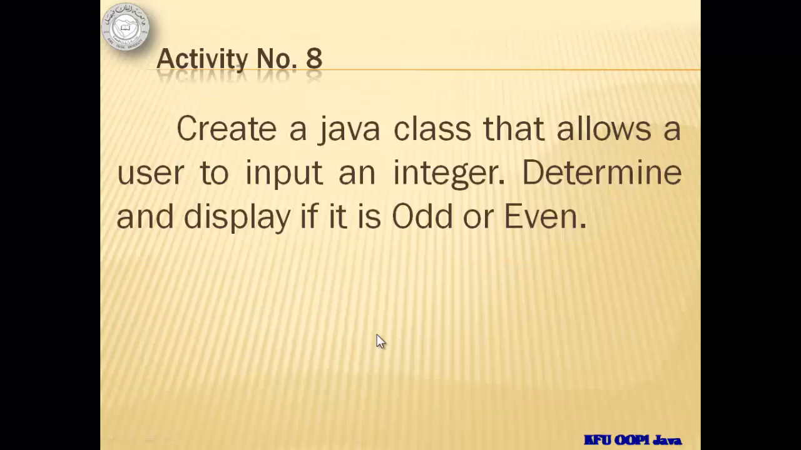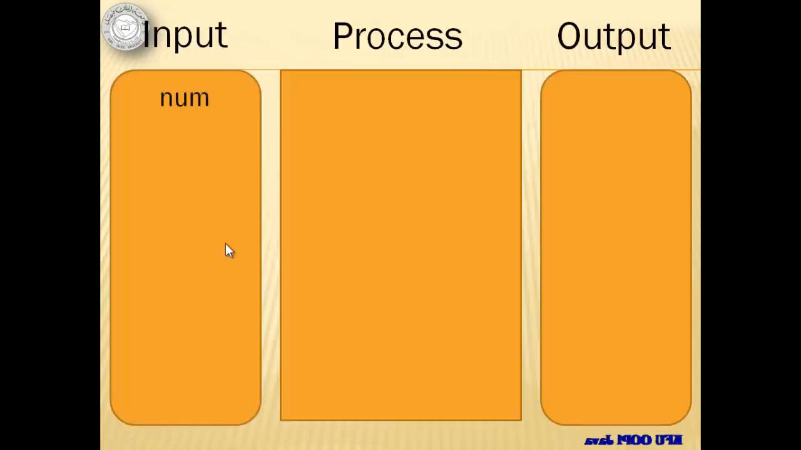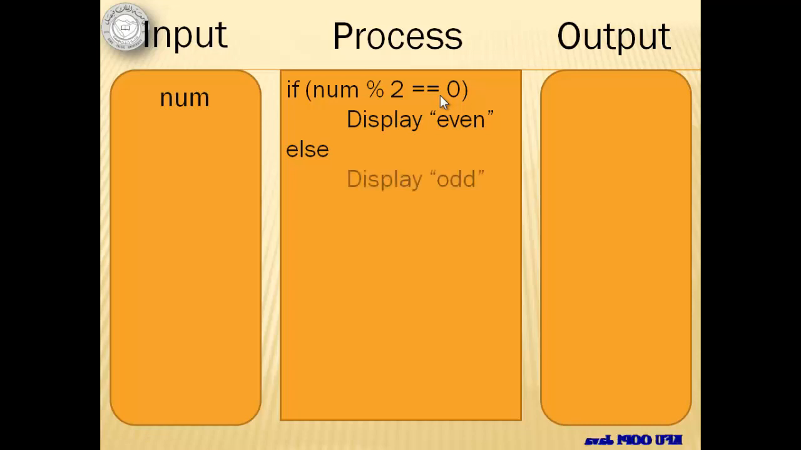Let's try to apply it using activity number 8. We will create a Java class that allows a user to input an integer, and we will determine and display if it is odd or even. We only have one integer input for this activity, and we will call it num. For the process, we will be using the modulo division percent in Java to determine if the number is even or odd. We know that if a number is modulo divided by 2 and the result is 0, it is even. If not, then it is odd.